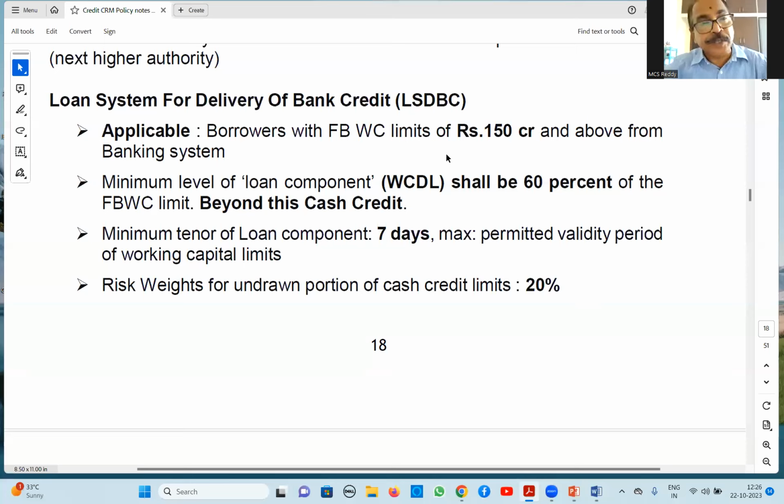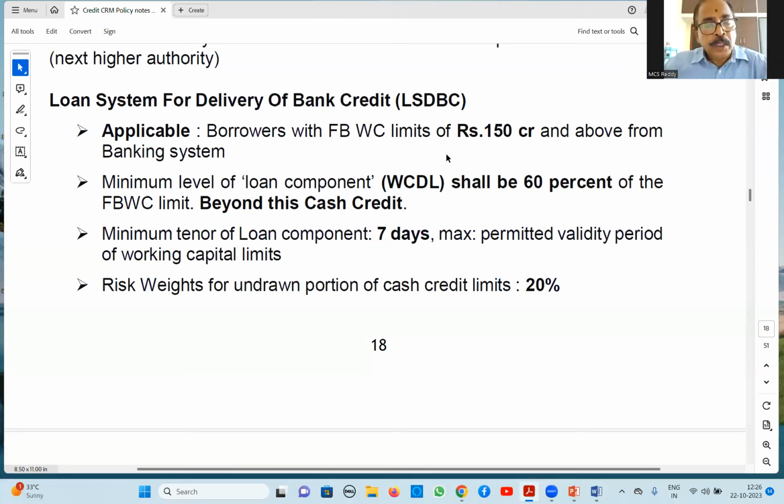of CC. So wherever working capital limits of 150 crores and above are given from the banking system, divide it. 60% should be in the form of working capital demand loan and the remaining amount may be in the form of cash credit. And the minimum tenability of working capital demand loan is 7 days, maximum up to the validity period of working capital.